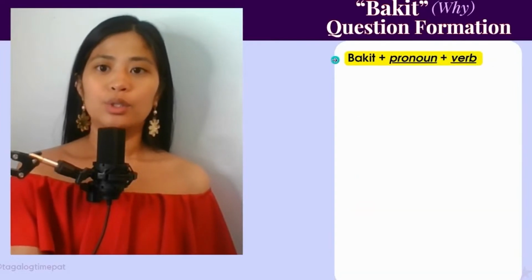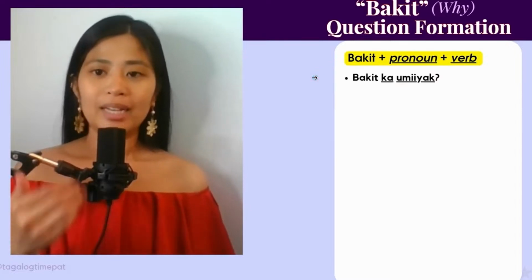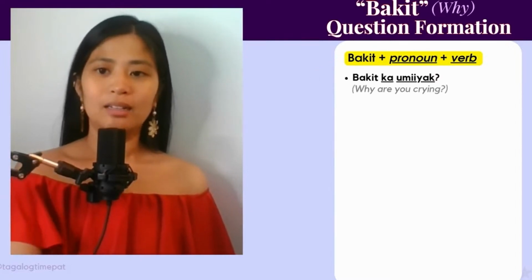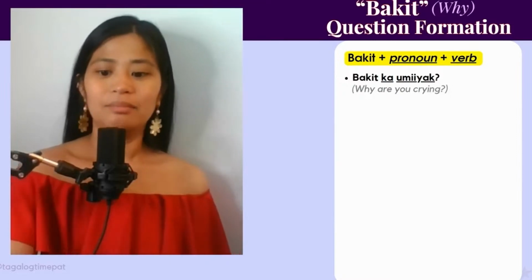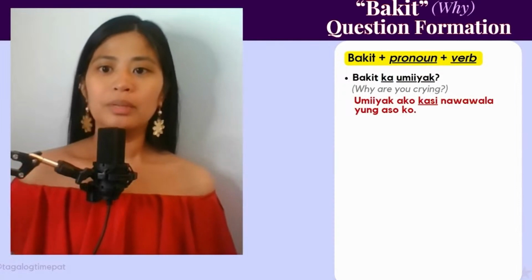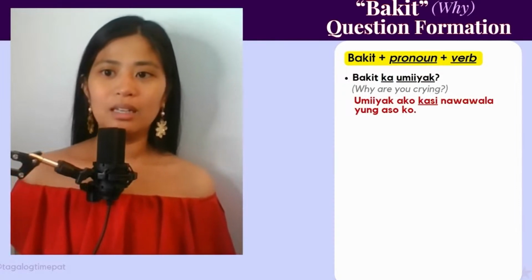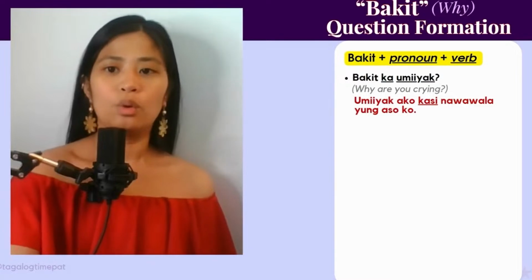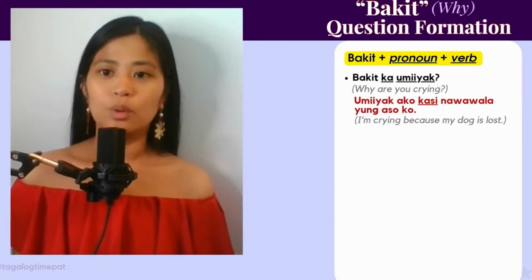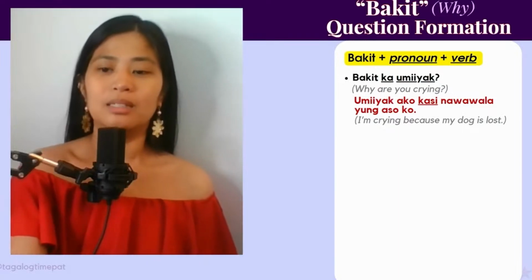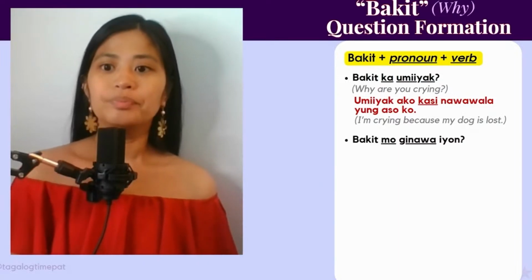Or you could also do bakit plus a pronoun and then a verb. So bakit ka umiiyak? Why are you crying? Some responses, umiiyak ako kasi nawawala yung aso ko. I'm crying because my dog is lost. Nawawala means lost or missing.